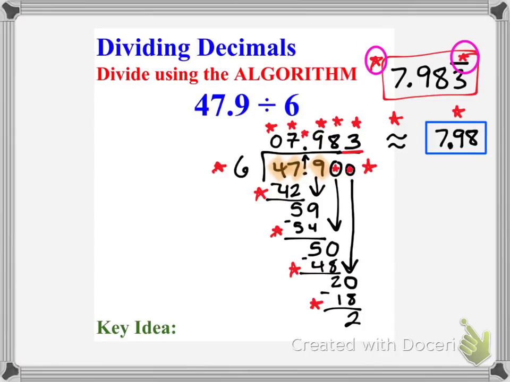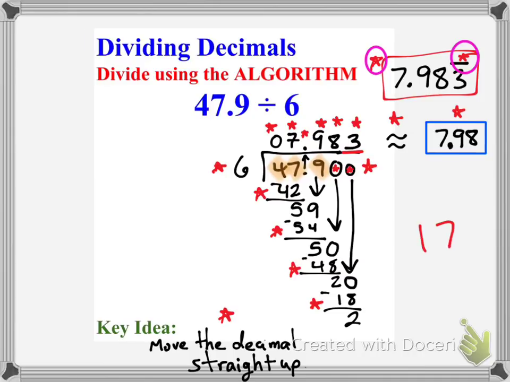Okay, so in this case, the key idea is going to be to move the decimal straight up. And if you have a key idea, give yourself a star. So let's count the stars real quick. 1, 2, 3, 4, 5, 6, 7, 8, 9, 10, 11, 12, 13, 14, 15, 16, 17. So you end up with 17 stars total, regardless whether you use the bar notation or you estimate it.